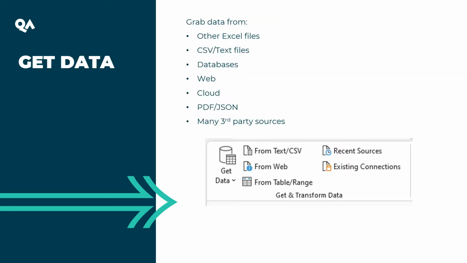So in the next part of the video, we're going to see where we get the data, in this instance from another Excel file. But please note, data can be retrieved from all manner of sources, including CSV text files, databases, websites, cloud areas such as AWS and Azure and similar, and Google sources, even PDFs, JSON, and many third-party sources can also be used to grab the data from.